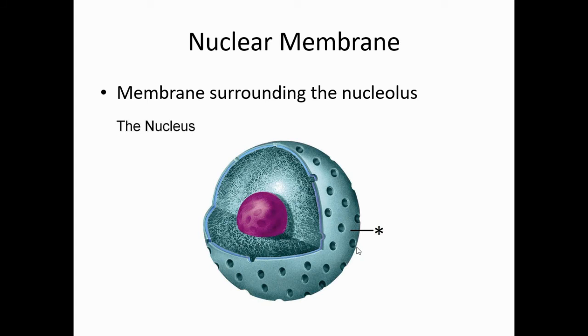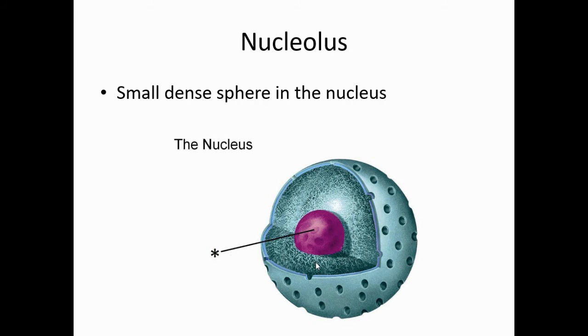Well, nuclear membrane. This is a membrane surrounding the nucleolus. So that nucleolus is the purple part there, and this whole thing is the nucleus. Now, the nucleolus is a small, dense sphere located in the nucleus.